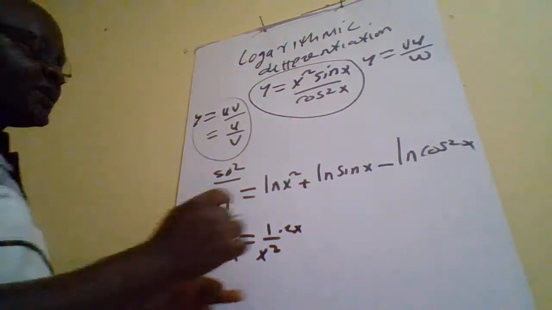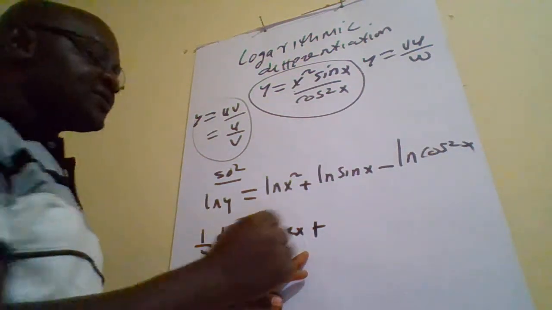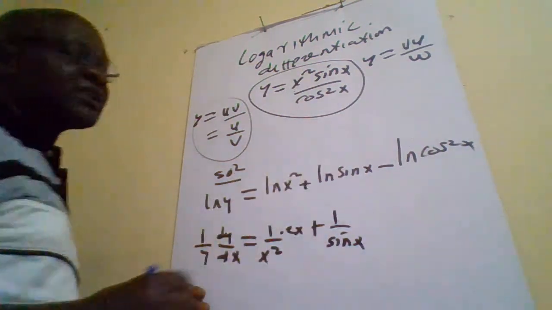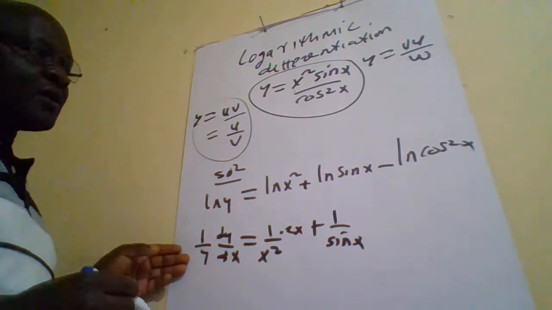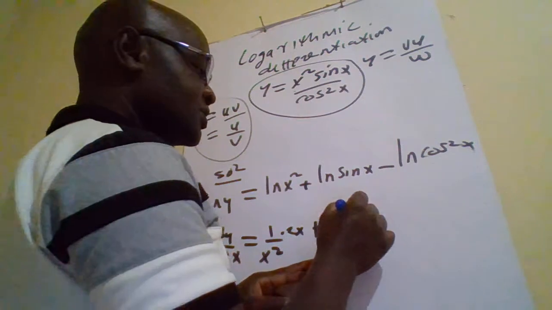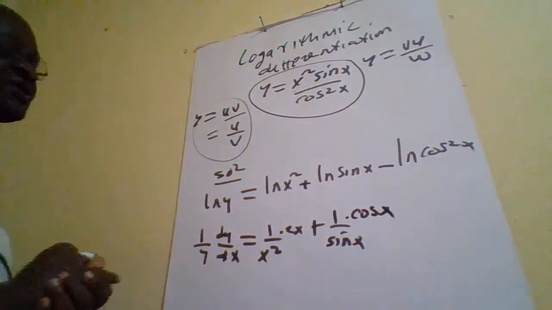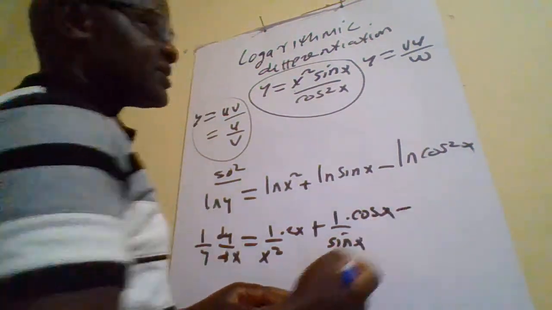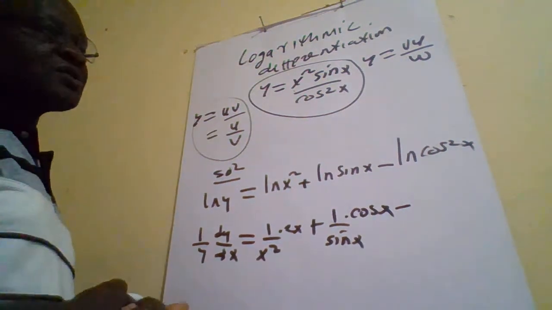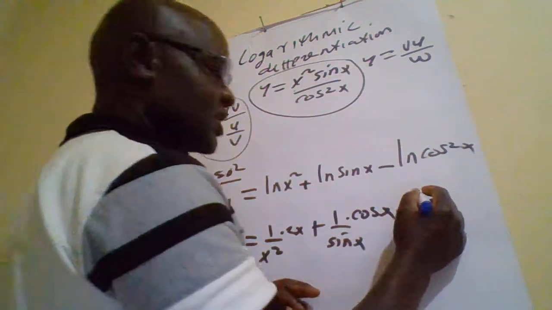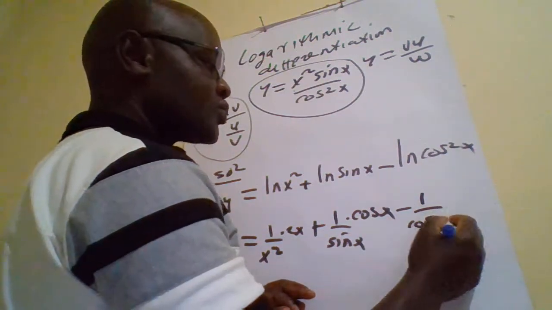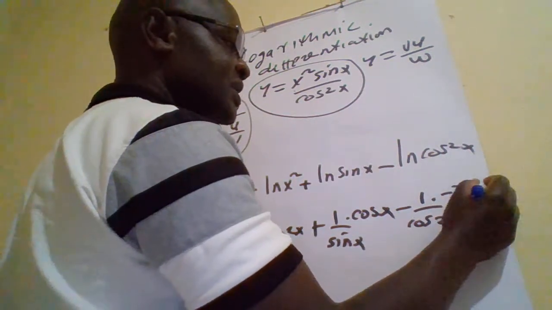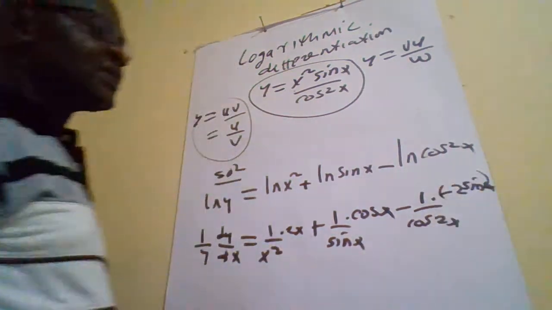Then plus, when you differentiate ln of sine x, you get 1 all over sine x, then dot the derivative of sine x, which is cos x. Then minus, when you differentiate ln of cos 2x, we shall have 1 all over cos 2x, then dot minus 2 sine 2x, like that.